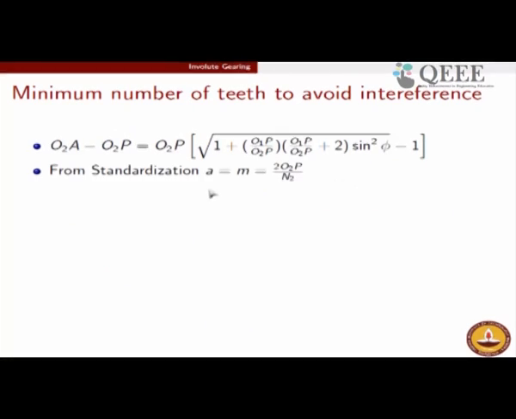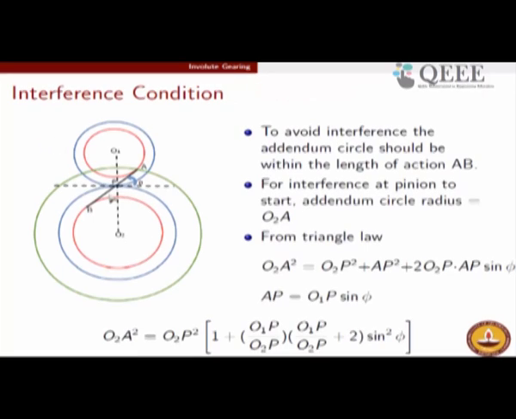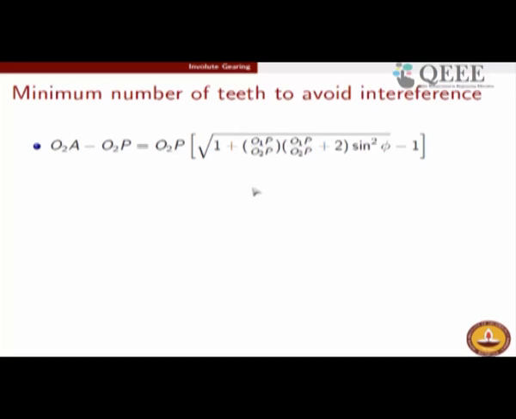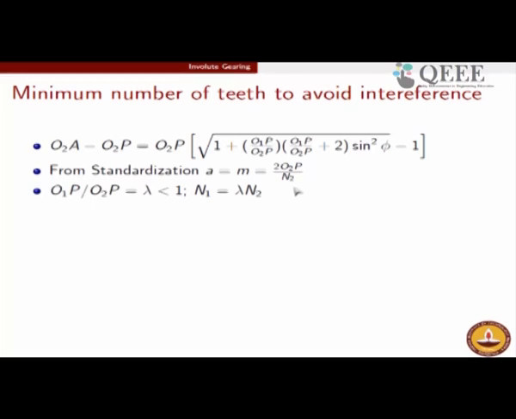Now, if I recall, from the point of view of SI standards, addendum has got to be equal to 1 module. So, addendum, which is equal to 1 module by definition, is diameter by number of teeth. Diameter is 2 times O2P, because O2P is the radius and the diameter of the pitch circle is 2 times O2P. So, we have the addendum to be equal to 2 times O2P divided by N2.